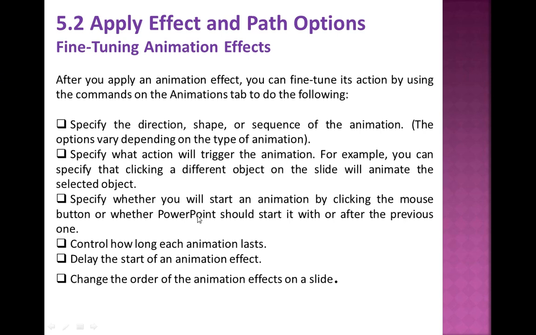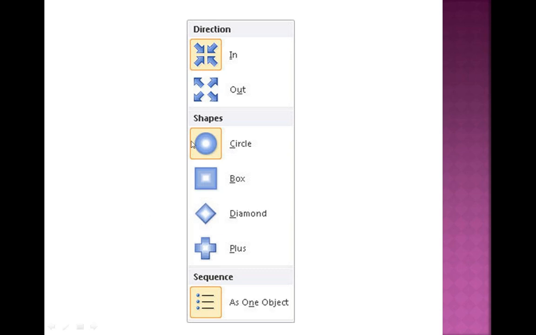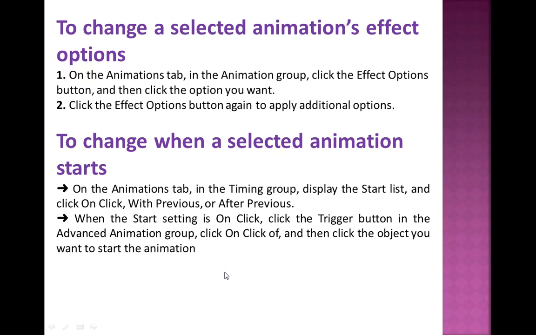You can also specify whether you will start an animation by clicking the mouse button, or whether PowerPoint should start it with or after the previous one. Means this is how we can apply the different effect options, as well as different path options. These are the different directions available. These are the shapes and sequence available. Then how to change a selected animation's effect options.